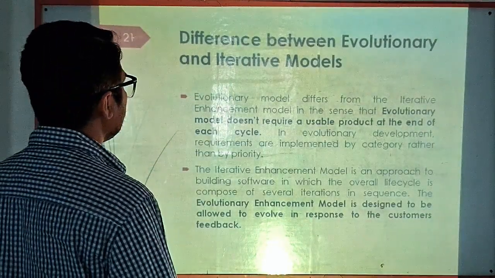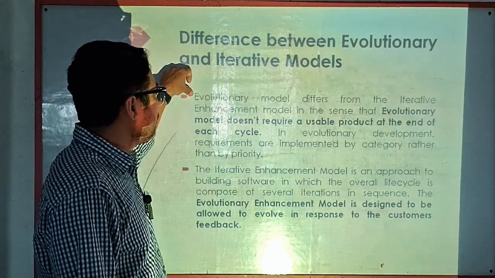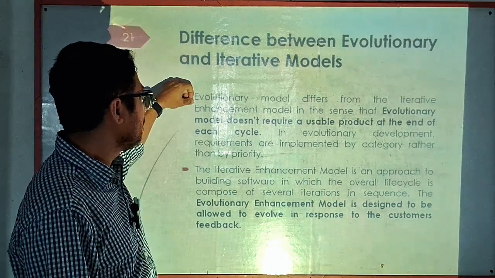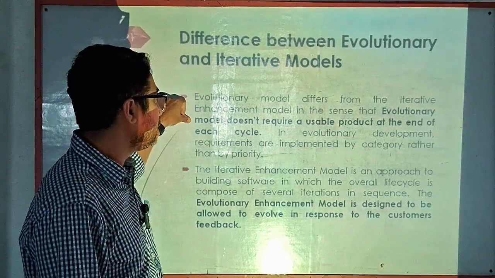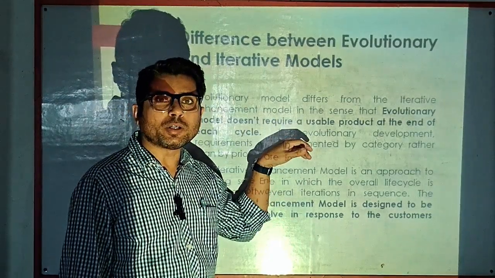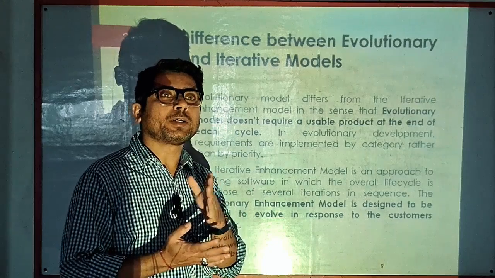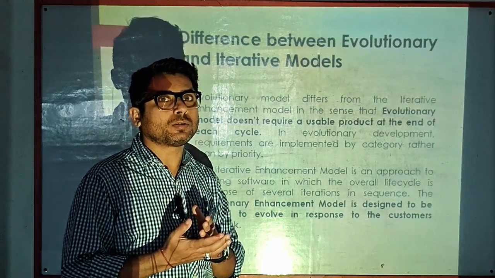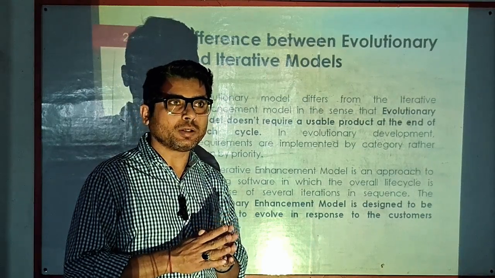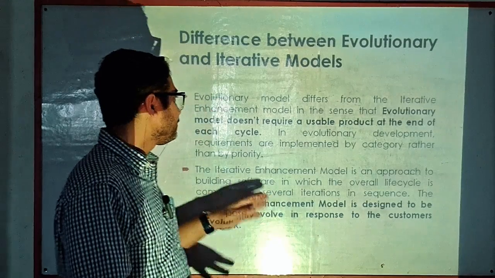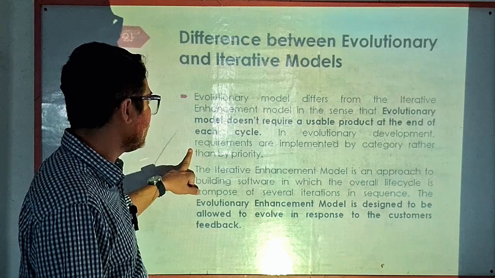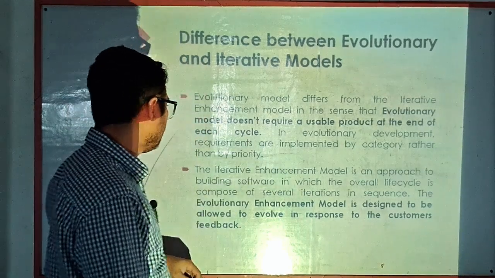So there are some differences also between the evolutionary and the iterative models. The evolutionary model does not require usable products at the end of each cycle. I have already told you, the iterative model gives a partial but usable product to be tested, but the evolutionary model will not give a partial or usable product. In evolutionary models, requirements are implemented by category rather than priority. This is the first difference.